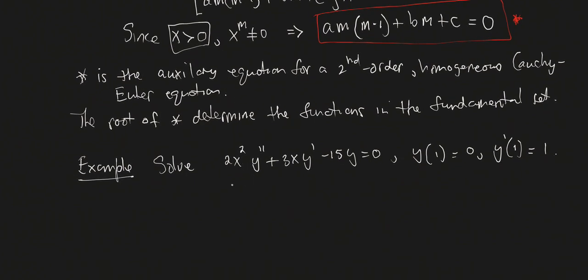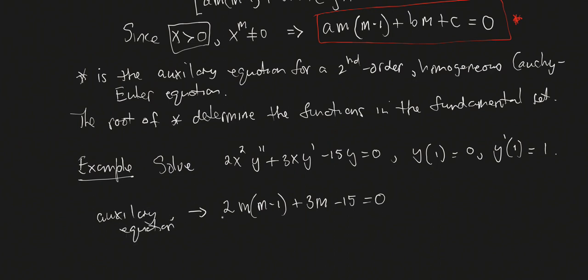Okay, so now if you look closely at the pattern for the auxiliary equation, the coefficient is 2, and then you have m times the quantity m minus 1, right? And then plus, and then here's your b, so that's 3 times m, and then here you'll have your minus 15 and 0. So this is our auxiliary equation. Just note the difference.